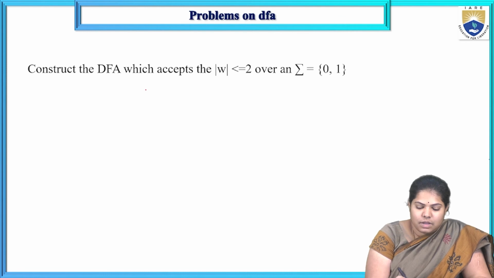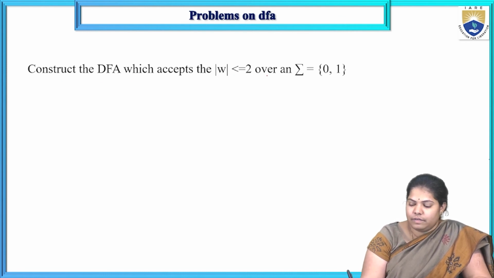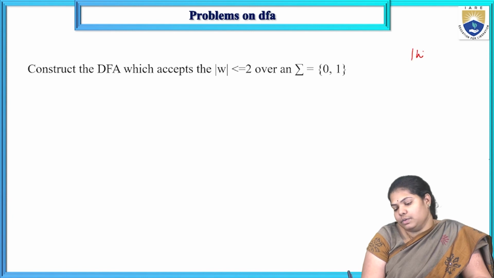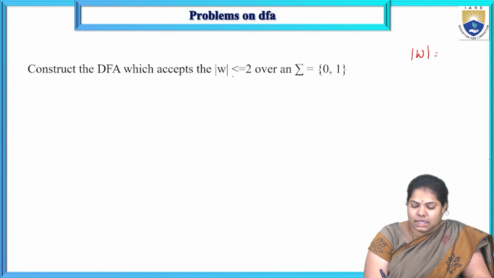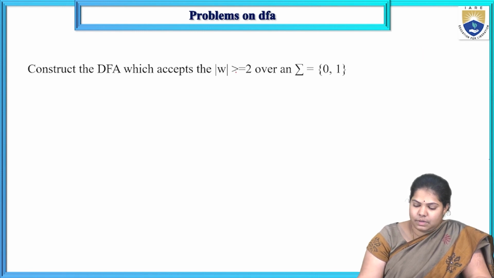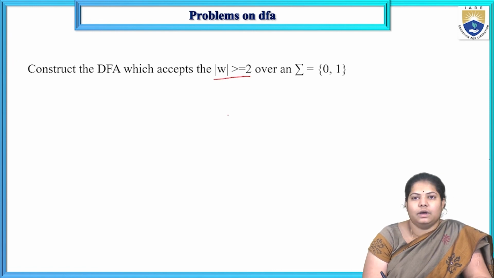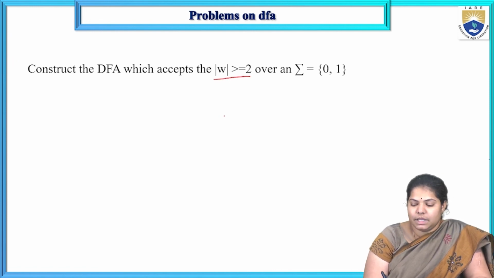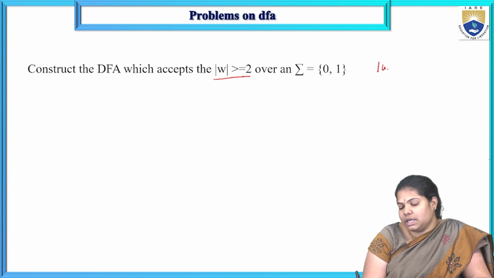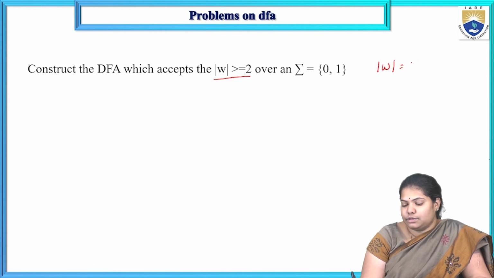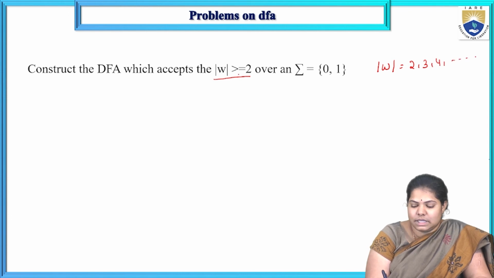First construct the DFA which accepts the string length. We always write the string length by using mod W, where the string length is greater than or equal to 2. That means what are the possible string lengths? 2, 3, 4 and so on. That means it is greater than or equal to 2.